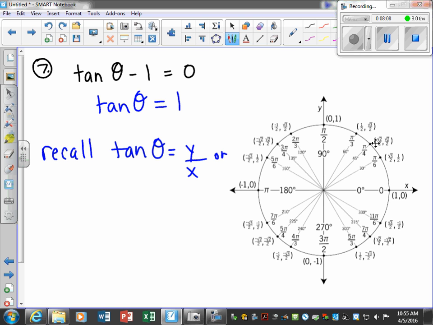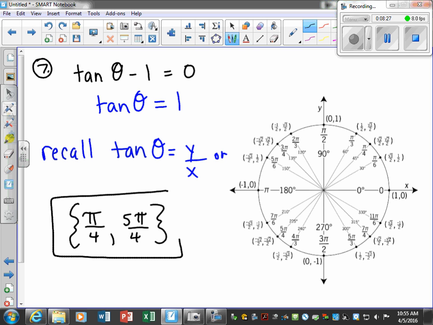Right here at pi over 4. Not only that, where else? A negative divided by a negative is a positive, so pi over 4 and also 5 pi over 4. That's our solution for this one.